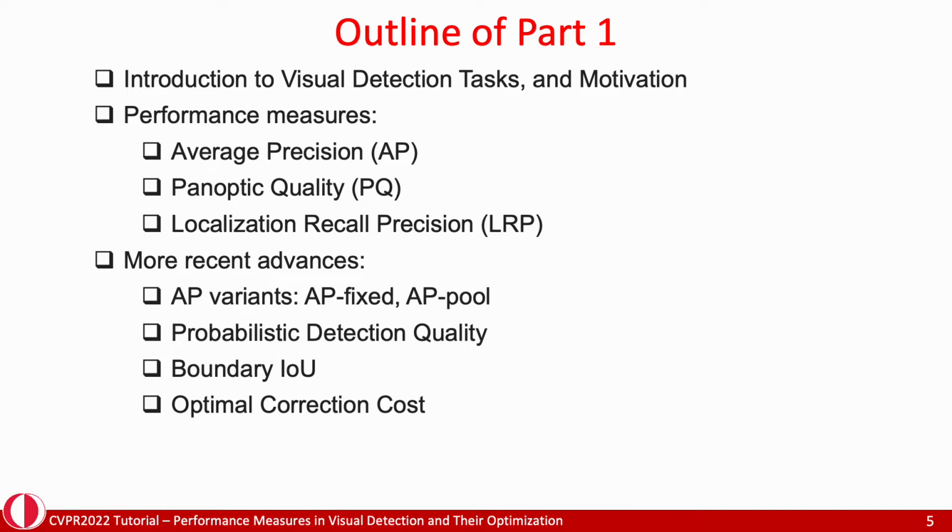We will describe how average precision is computed and briefly talk about its limitations. An in-depth analysis of AP will be given in the second part of the tutorial. After AP, we will present panoptic quality and localization recall precision. Finally, more recent advancements in this subject will follow. These are the AP variants, namely AP fixed and AP pool. Then we will go over probabilistic detection quality, boundary intersection over union, and optimal correction cost.